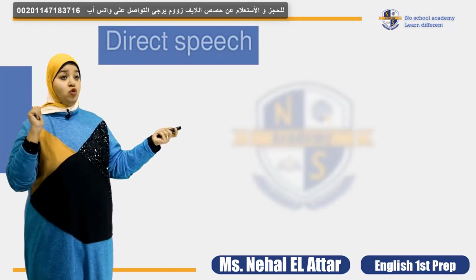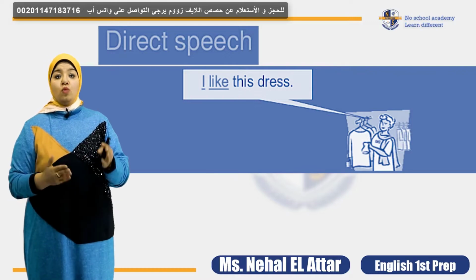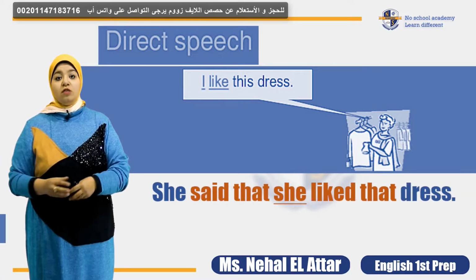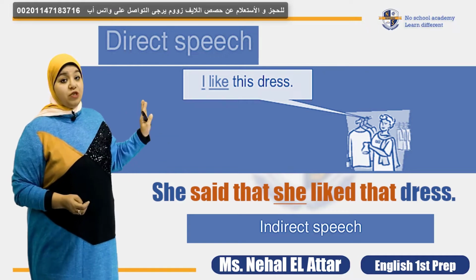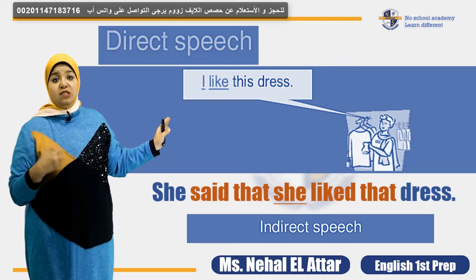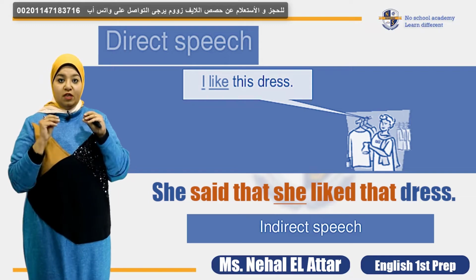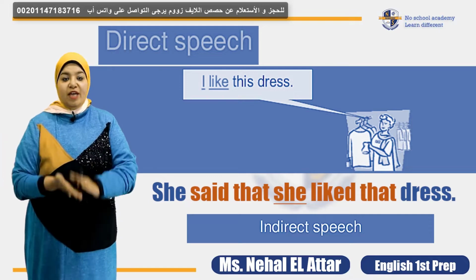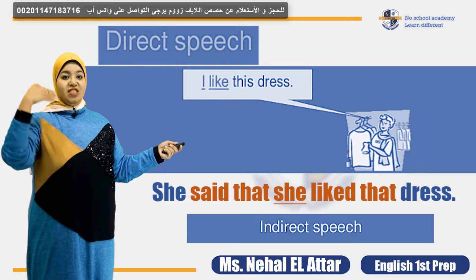For example, if we return to the example of the woman saying, I like this dress, and we want to report or repeat these words to another person, we are going to say, she said, okay? Don't put speech marks. Pay attention here. We add this from our own words, that she, because when she opened her mouth and talked about herself, she said I. But we are now reporting what she said, so we can't say I. We say she, okay? She said I like.